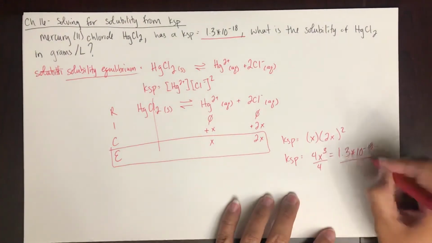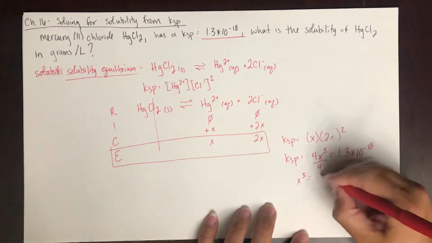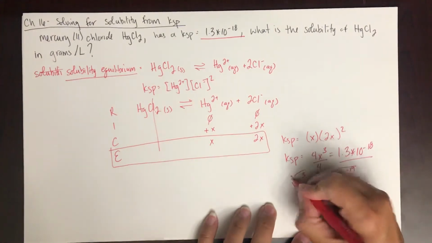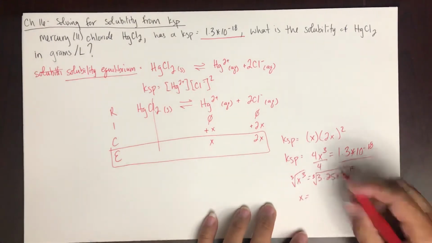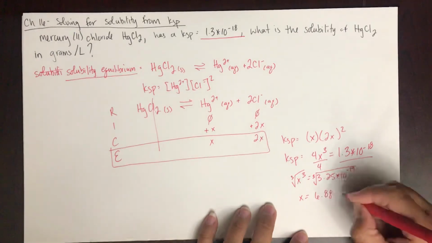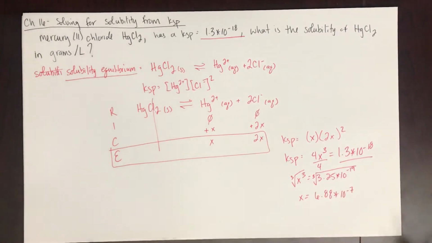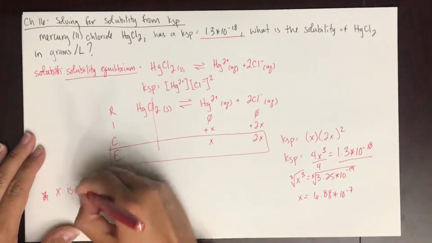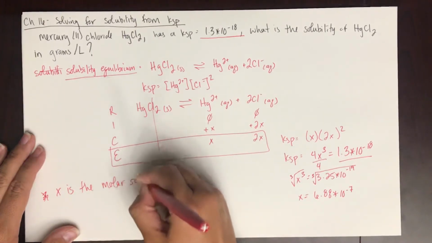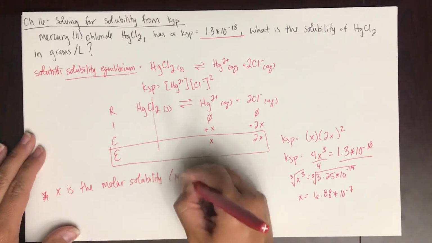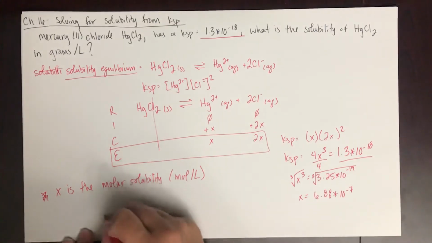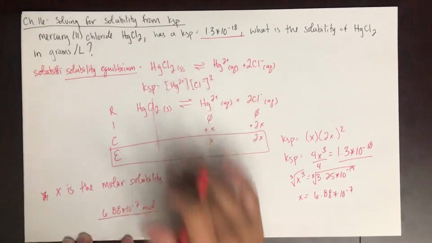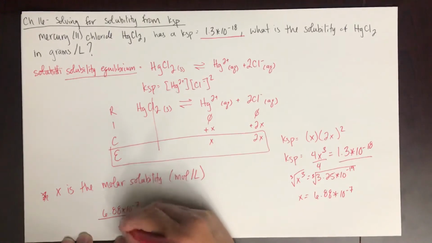We'll divide both sides by 4 and say x cubed equals 3.25 times 10 to the negative 19th. Take the cube root of both sides and find out that x equals 6.88 times 10 to the negative 7th. So remember what x is. X is the molar solubility, remember, in moles per liter. So that means 6.88 times 10 to the negative 7th moles of mercury 2 chloride will dissolve in 1 liter of water.